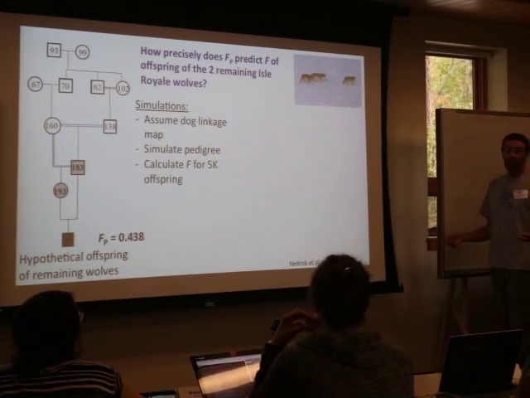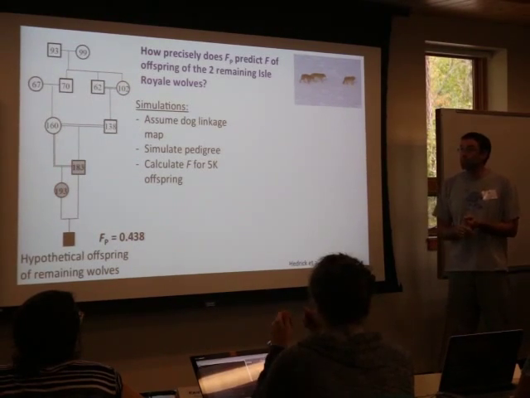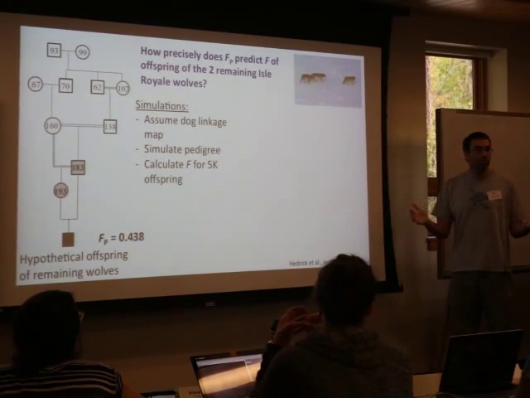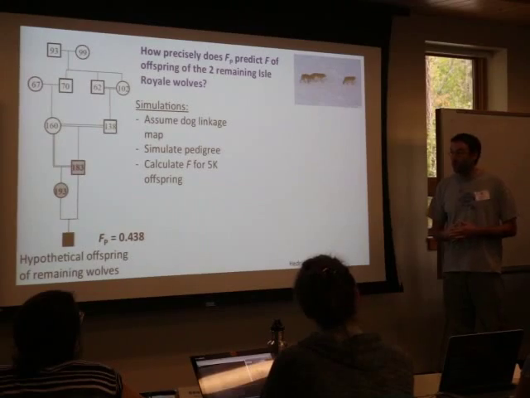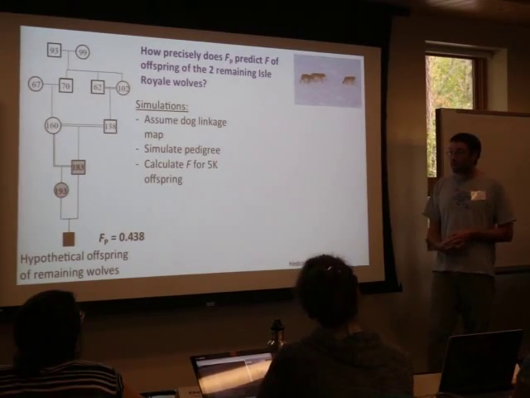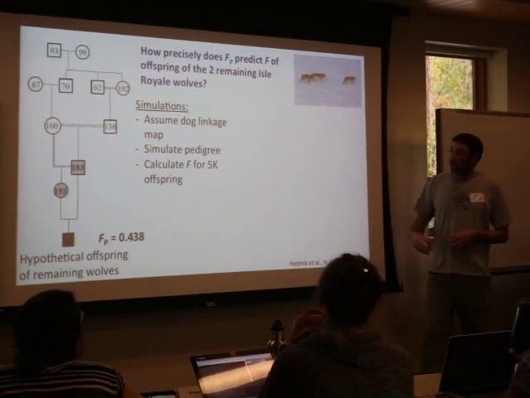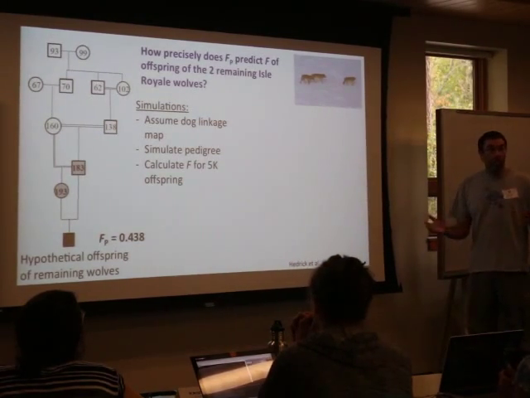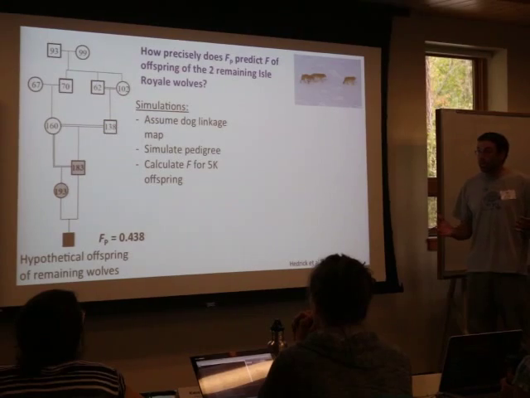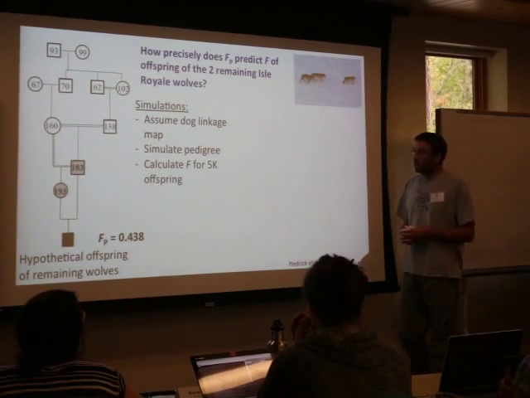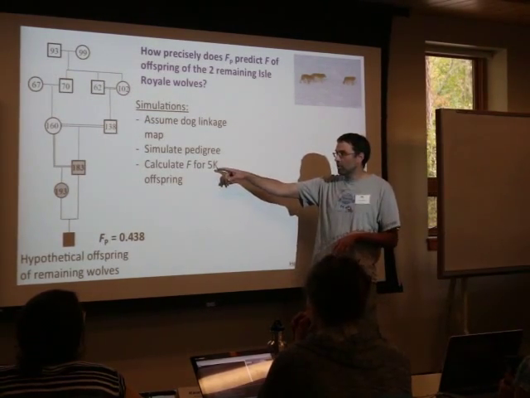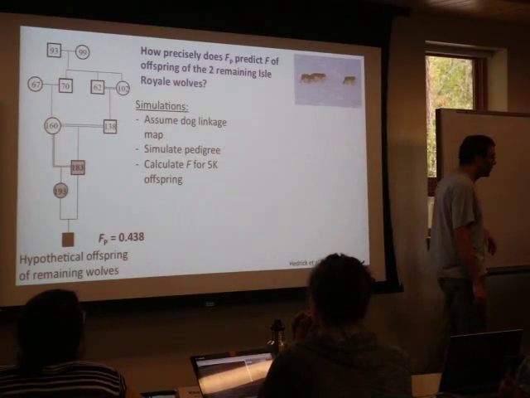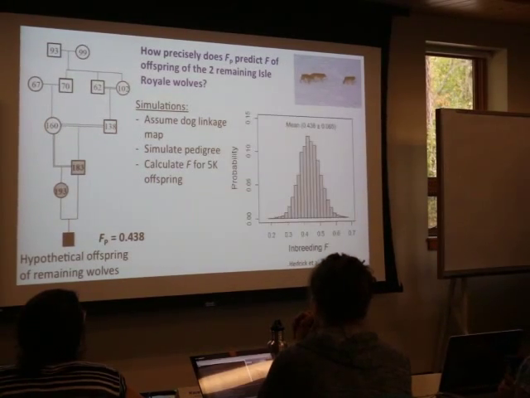We use genomic simulations, assuming the linkage map of the dog, so basically we know the map length of every chromosome of the dog genome. We assume it has the same map as the wolf. And we simulated the whole pedigree. We had to make the assumption that the pedigree founders were unrelated, because we don't know how related they were, and we don't have genomic data from them. And then we calculated the realized level of genomic inbreeding among 5,000 simulated offspring.